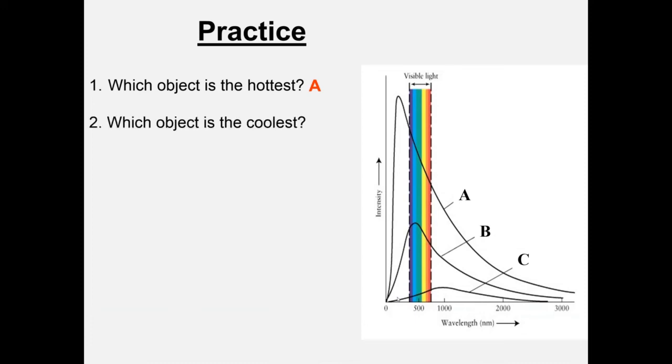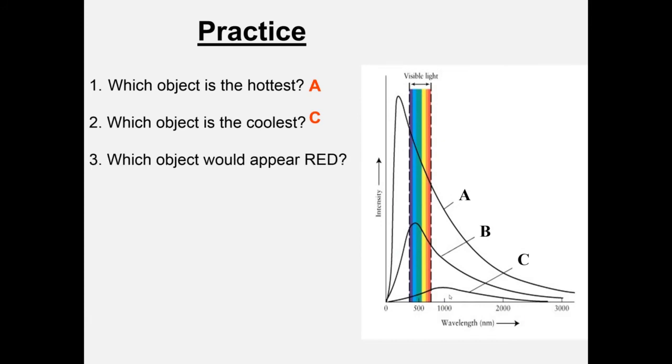Which object is the coolest? Again, thinking about the peak, not the height. Where is the peak? Star C has a peak furthest to the right, furthest to the big wavelengths. So it is the coolest.